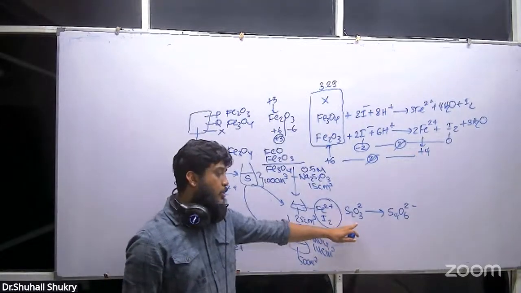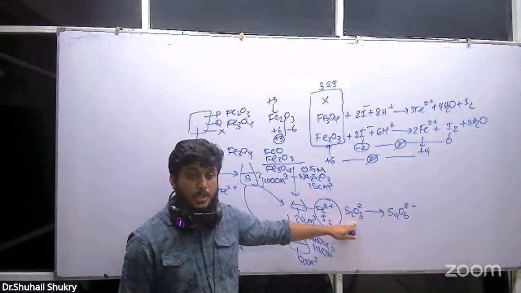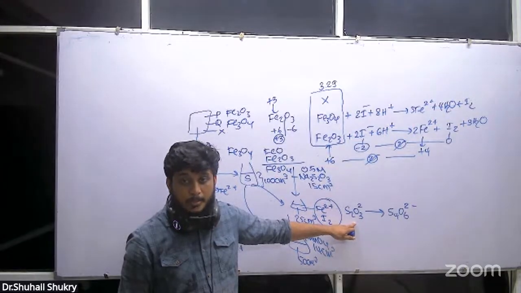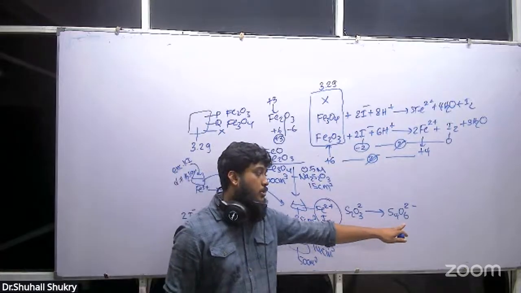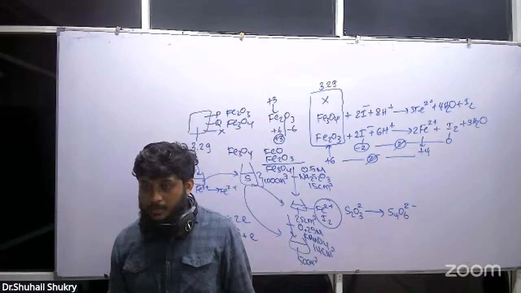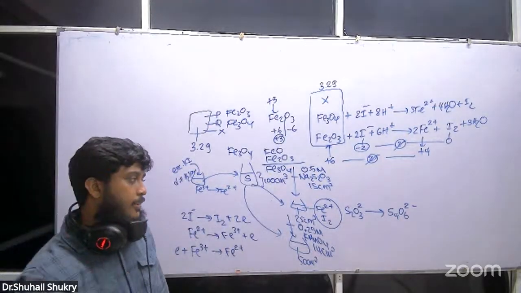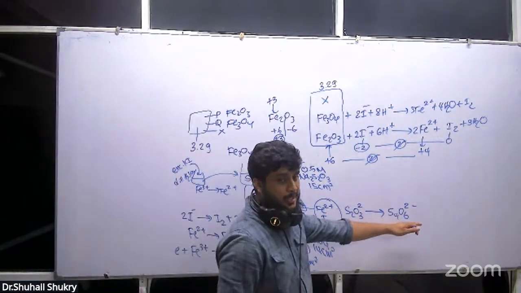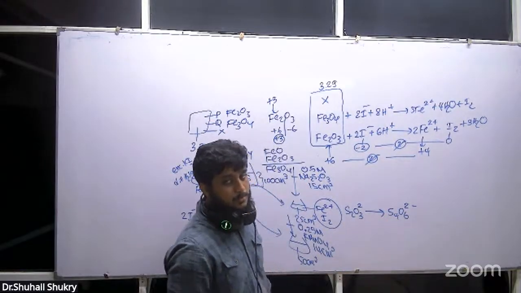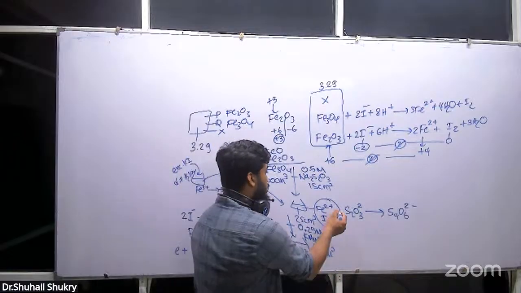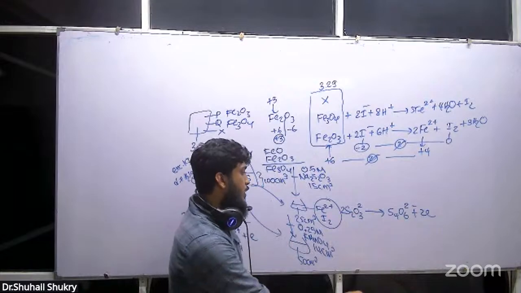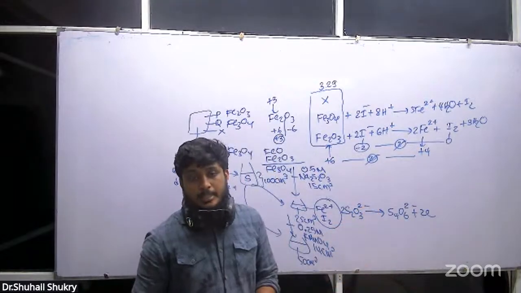This is thiosulfate, and the other one is tetrathionate. So if you balance this, I have 2 here, so to balance this I have to put 2 electrons. Then what is happening in thiosulfate actually? Oxidation. This is the way you have to check.